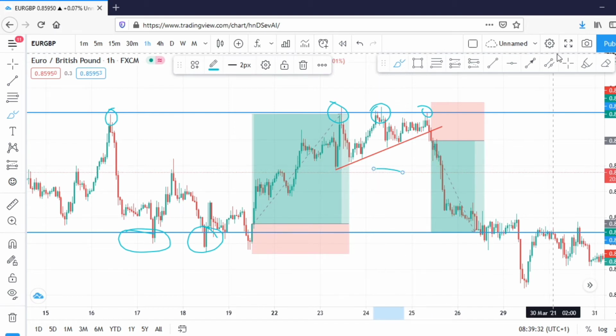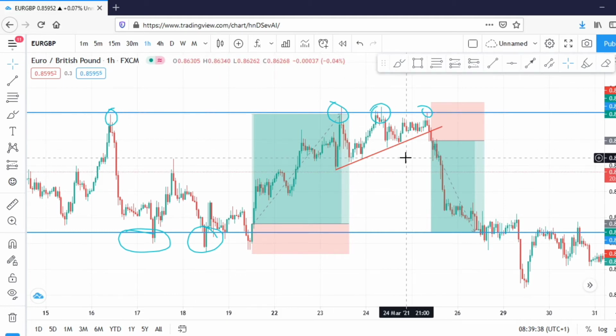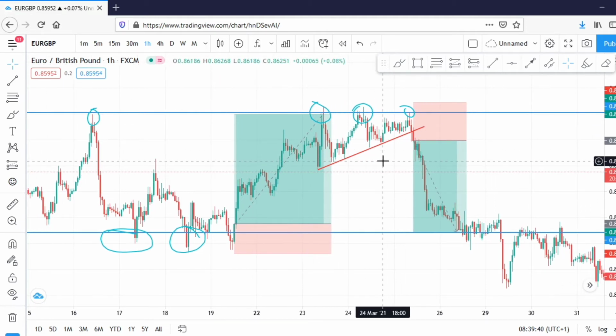So normally I have about 3 or 4 confirmations before I take a trade. I don't just enter. So I use support and resistance level as my main strategy. I use trend line as confirmation. I use Fibonacci as confirmation, and I use candlestick pattern as confirmation as well.